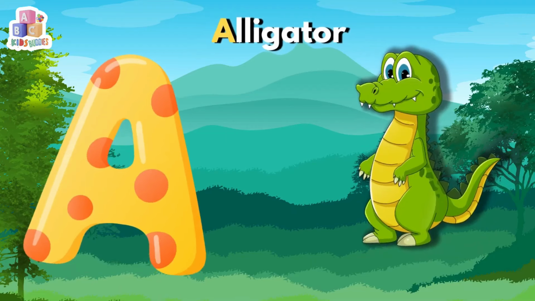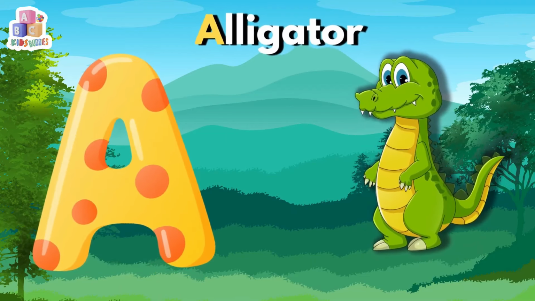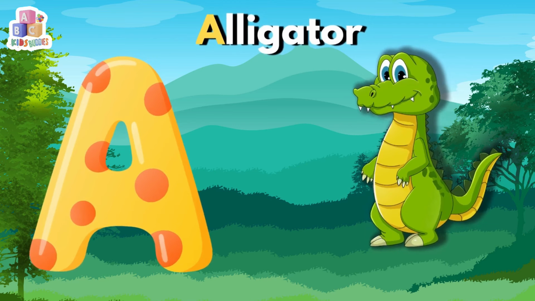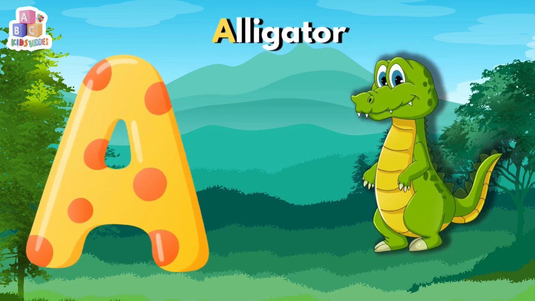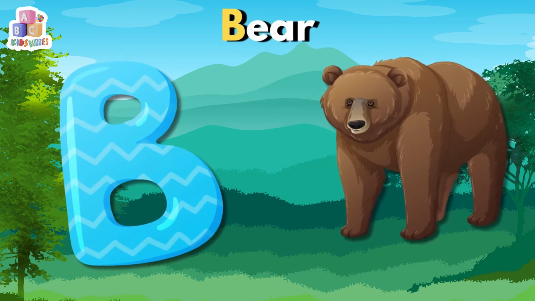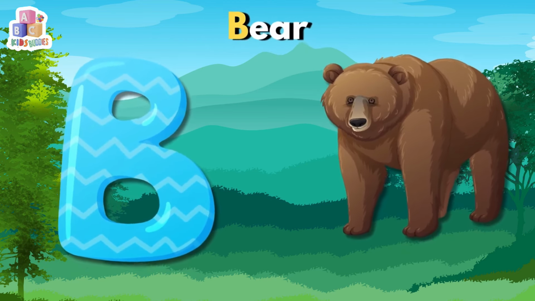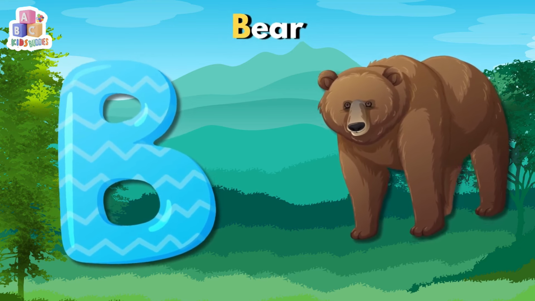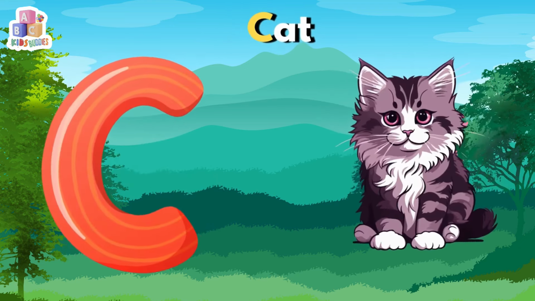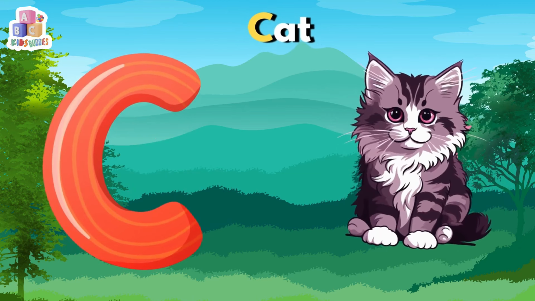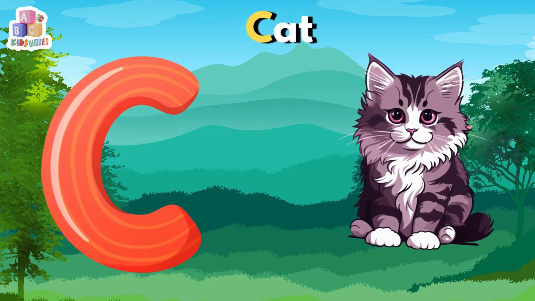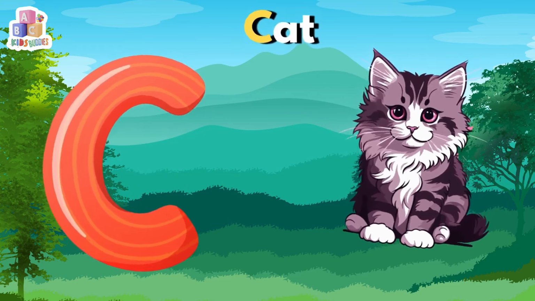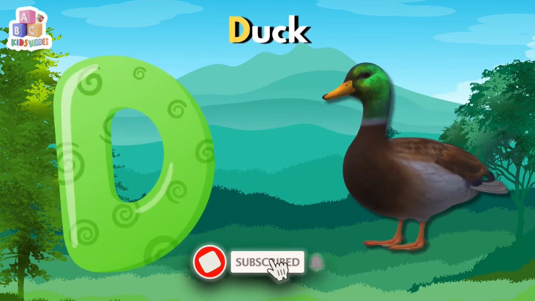A is for alligator, a, alligator. B is for bear, b, bear. C is for cat, c, cat. D is for duck, d, duck.